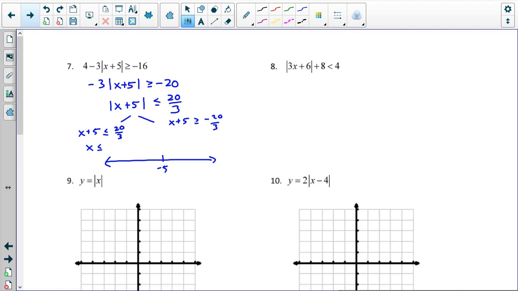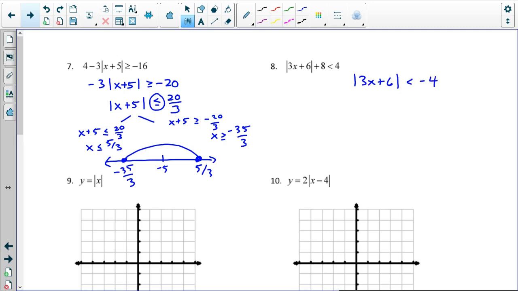So when I subtract 5 from this one, I get x is less than or equal to 5/3. So 5/3 is over here. And then when I subtract 5 from this one, I get x is greater than or equal to -35/3. And since this distance was a less than distance, it's definitely going to be all of the values on the inside of that.